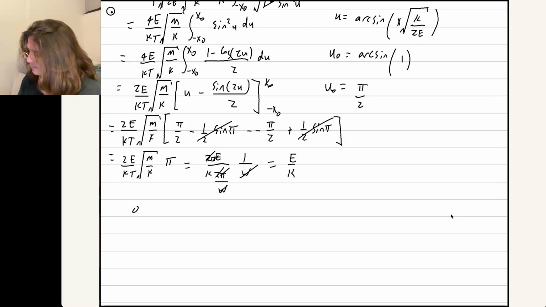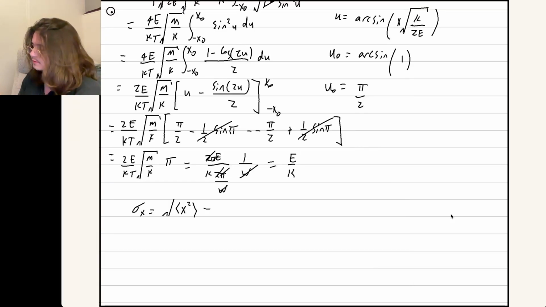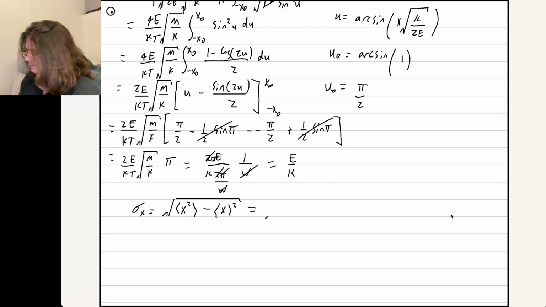So finally, we can calculate the standard deviation, which is going to be the expectation value of position squared minus the squared expectation value of position. No, we found position squared. So it's going to be root e over k minus 0. So it's root e over k. Cool.